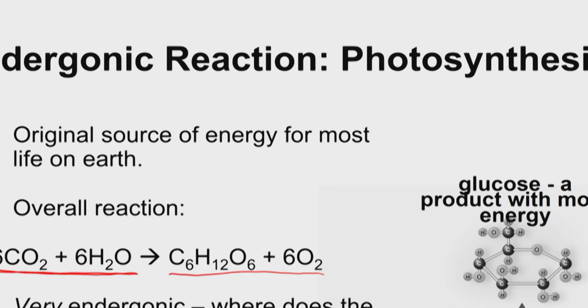This is going to require an energy input to change these low energy reactants, CO2 and water, into a high energy product, being the glucose, and a byproduct of oxygen. And plants get that massive amount of energy that they have to input into this process from capturing sunlight. So the sun is the answer to the question, where do the plants get that energy?